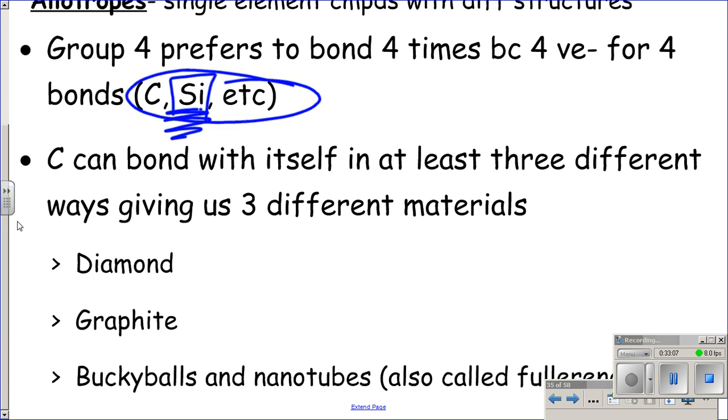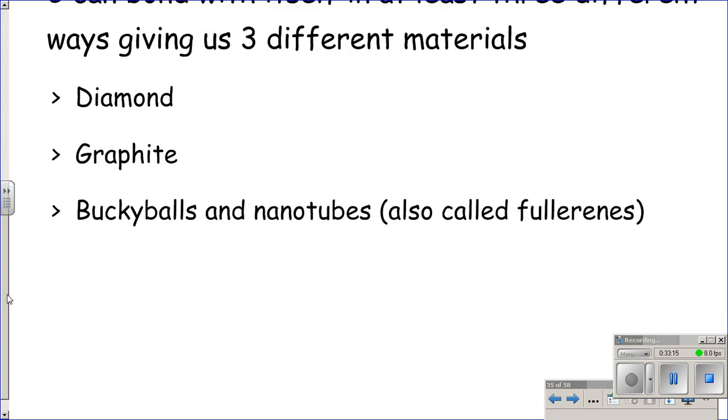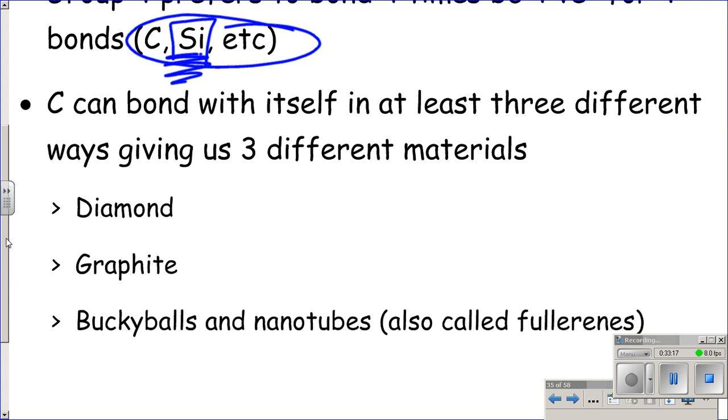Carbon has a couple of allotropes you absolutely have to know. They're diamond, graphite, buckyballs. Those are the 3 or 4-ish most common ones. So they're the most common examples.